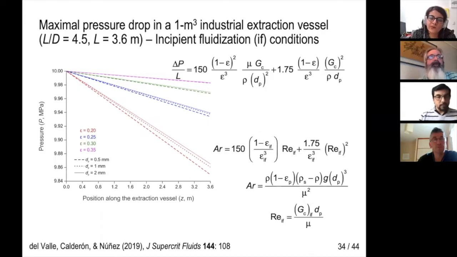This figure shows that the pressure drop increases with decreasing bed porosity and particle size. Note that in the definition of Reynolds numbers, the product rho times v is replaced by the mass flow per unit cross-sectional area of the bed, G, which remains constant.